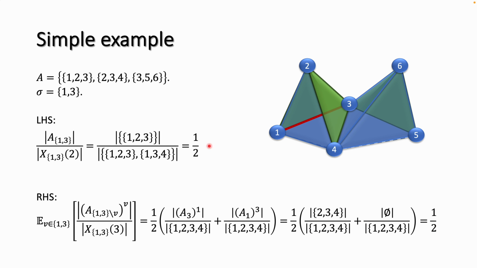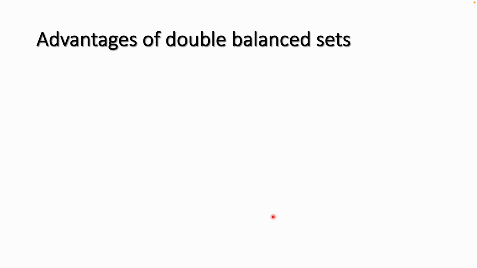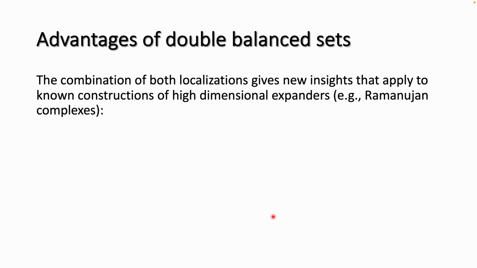So yeah, it's a very simple small example, but the idea is that we somehow combine these two perspectives. That's some pseudorandom property that we defined, and we want to get something from it. So what are the advantages of this definition of what we call double balanced sets? What I want to claim is that the combination of both localizations gives new insights that apply also to known constructions of high-dimensional expanders, for instance, Ramanujan-type complexes.